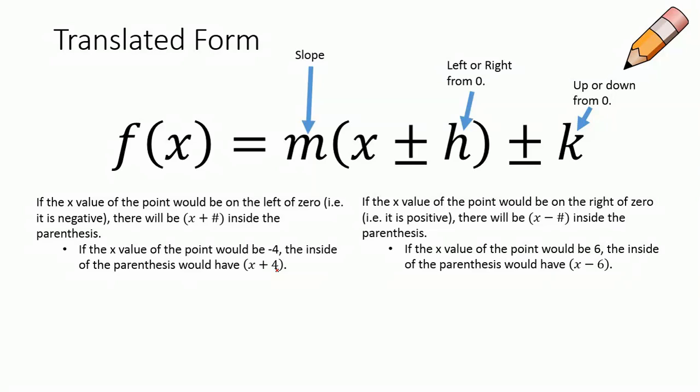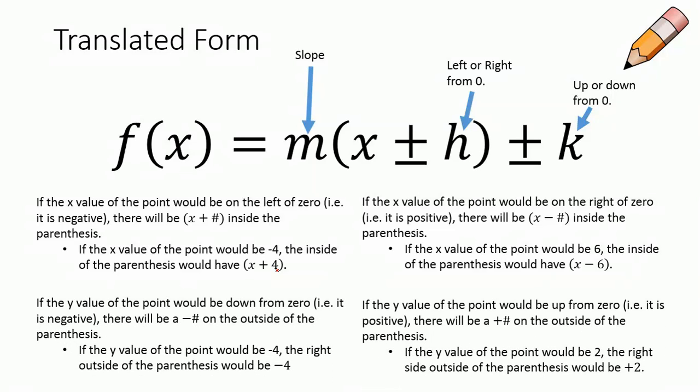Same thing if the x value of the point would be on the right side of 0, i.e. it's a positive number, there will be x minus that number inside the parentheses. So if my x value would be, let's say 6, the inside of the parentheses would have x minus 6, because you're actually going to subtract. Still kind of backwards from what you think it should be. Because we're going to the right of 0, you would think it's plus, but it's actually subtract. It's opposite of what you think it should do.